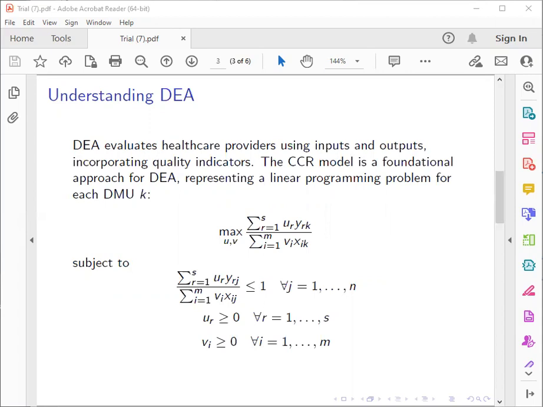The objective function here will maximize the ratio of the weighted outputs to the weighted inputs for the DMU K, while the constraints ensure that the same ratio for all other DMUs is less than or equal to 1, okay? The optimal value of the objective function provides us with the efficiency score of the DMU K, which ranges from 0 to 1. An efficiency of 1 denotes an efficient DMU, while a score less than 1 indicates inefficiency.